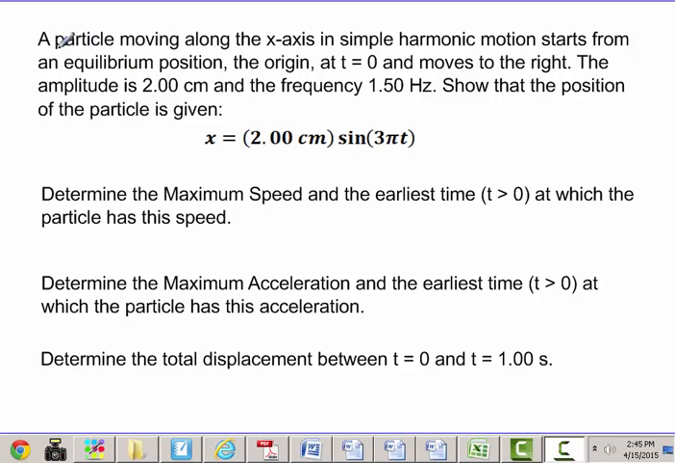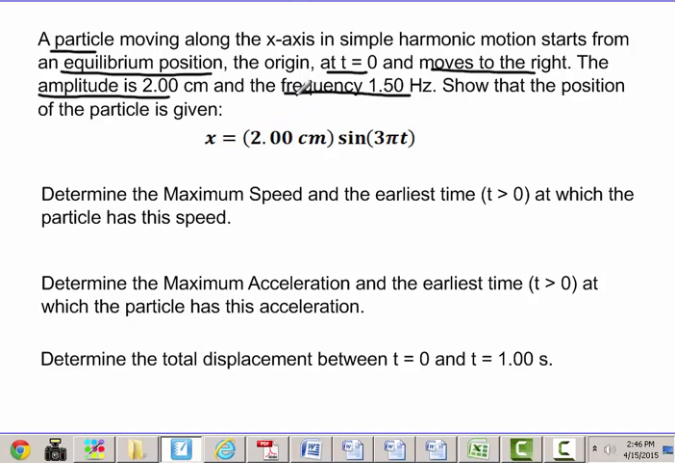Okay, in the second problem here, I have a particle. It's moving along the x-axis in simple harmonic motion. It starts from the equilibrium position at t equals 0 and moves to the right. The amplitude is 2. The frequency is 1.5 hertz. Show that the position of the particle is given as this value right here.